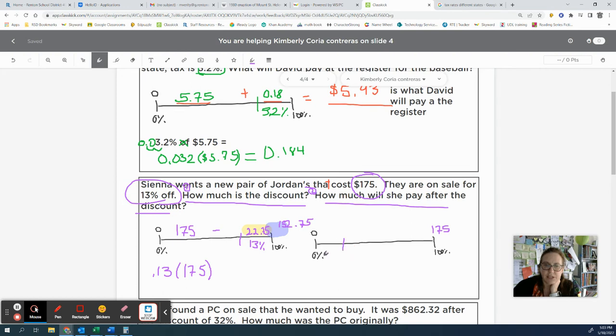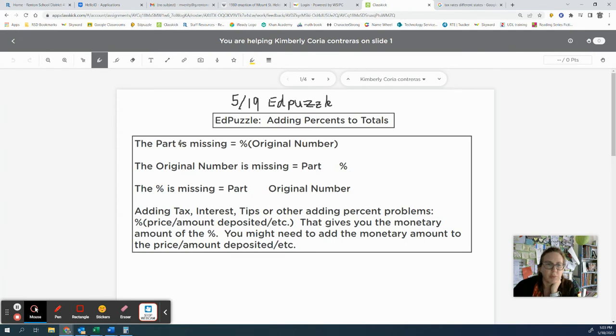We have 13% off. So this is our discount. We are missing the part. When we are trying to find the part, we take the percent, so 0.13, and we multiply it by 175, the original number. Remember, when the part is missing, we have the percent times the original number.